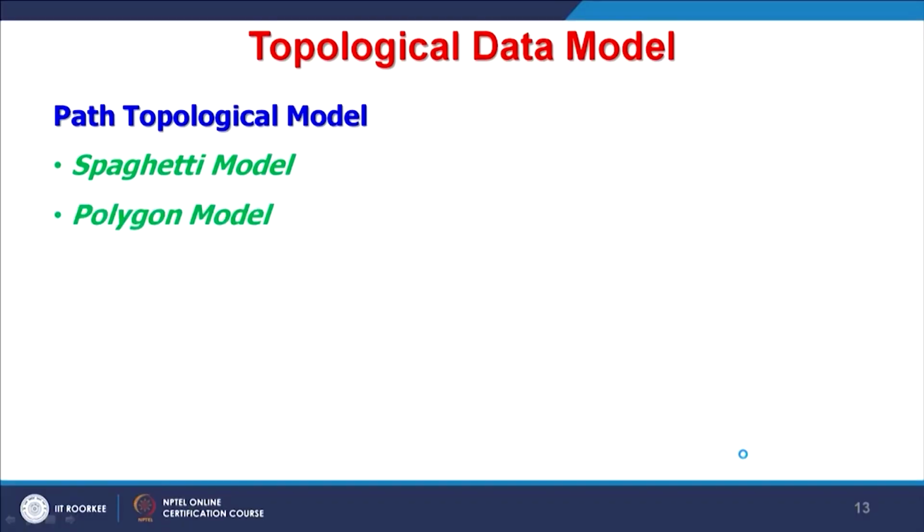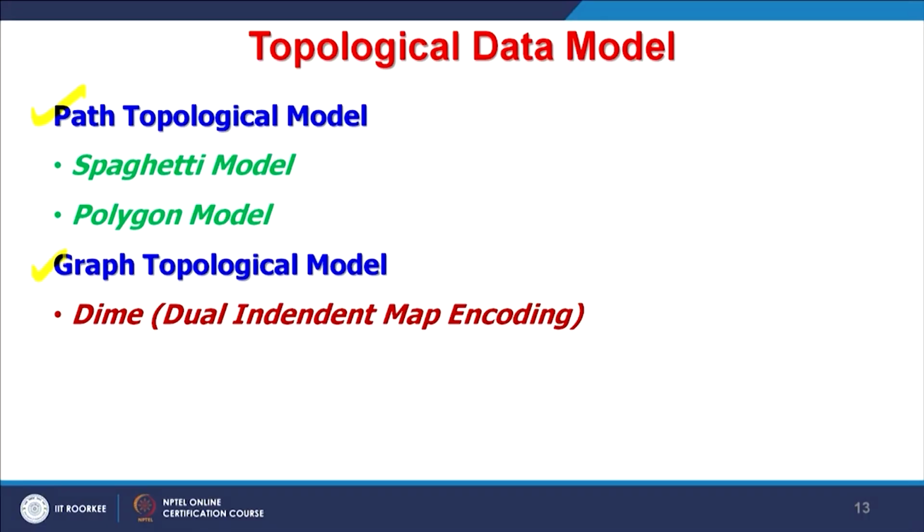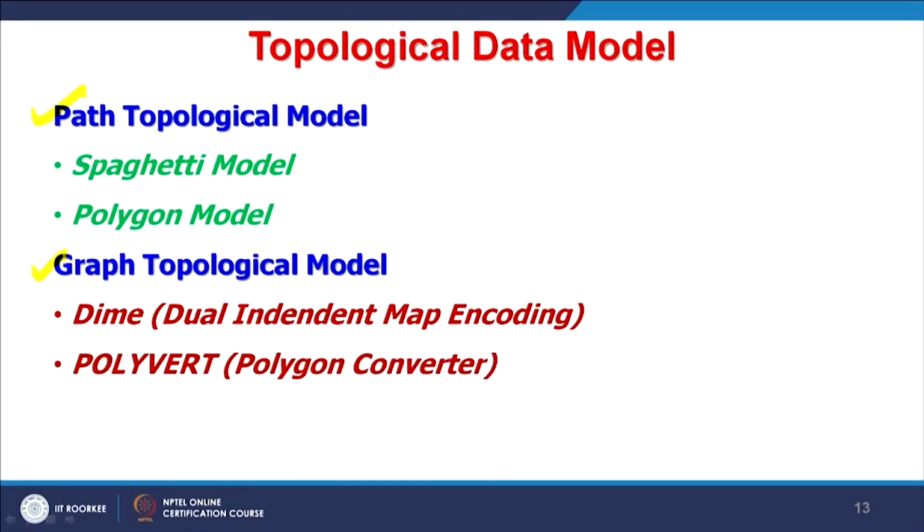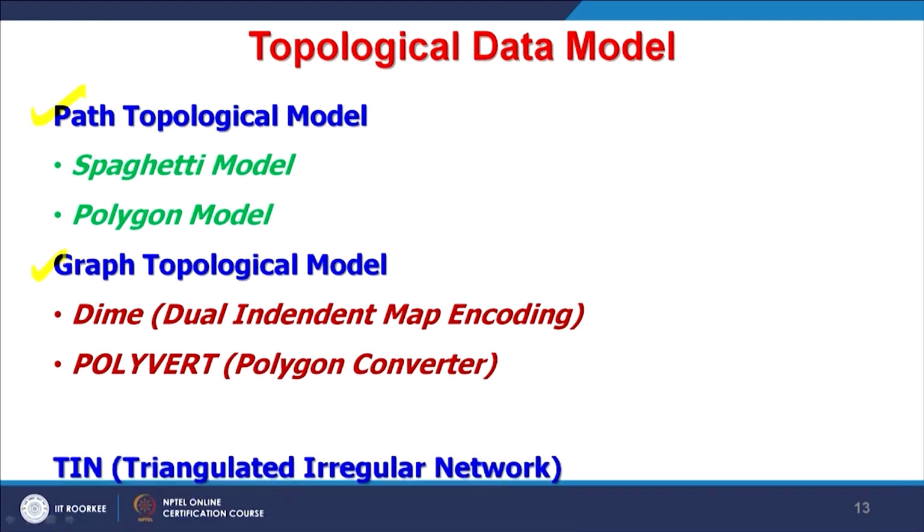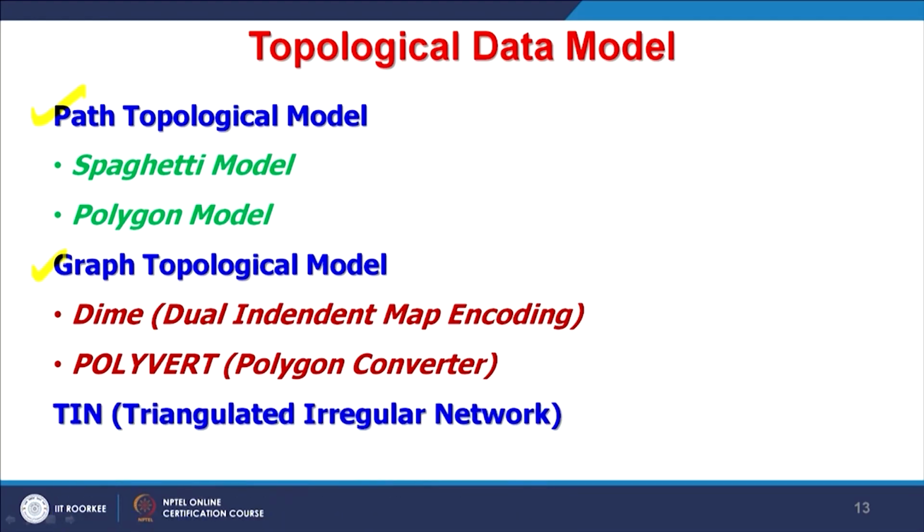Now, different types of models are there. Two major models I have already mentioned. One is spaghetti, which is a non-topological model. Another one is the topological model. Now, within the topological model, there are different types like the path topological model, and this spaghetti model will be considered under this path topological model. Polygon model also. Then there is the graph topological model, and another type is the dual independent map encoding, and then there is another graph topological model which is a polygon converter, and also one different type of topological model which is TIN, triangulated irregular network.